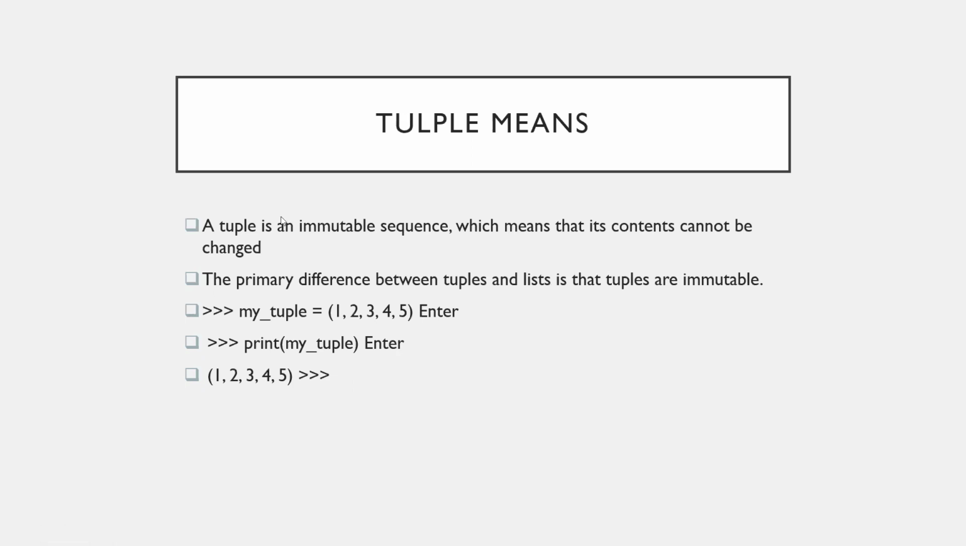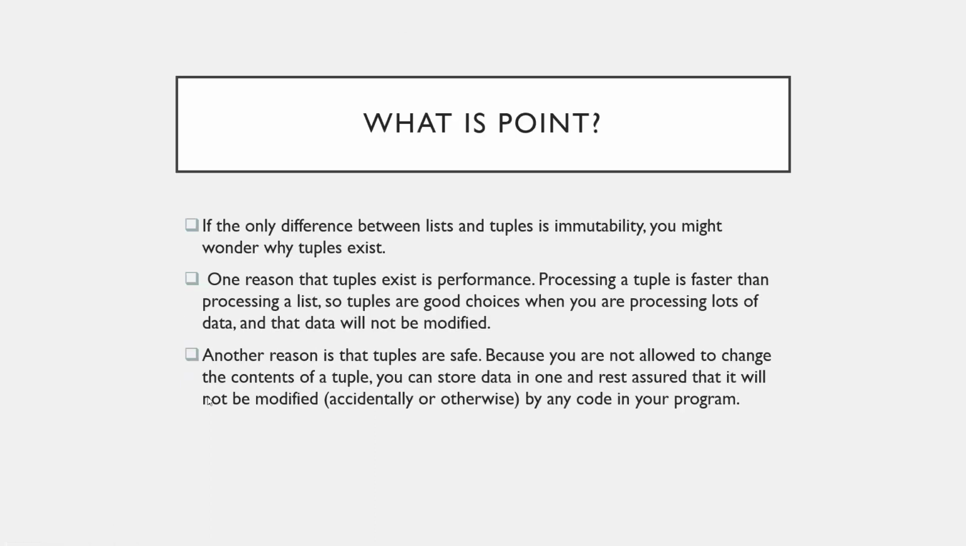Here, a tuple is an immutable sequence, which means that its contents cannot be changed. So as I said, a tuple is an immutable, ordered collection of items. We can't change the values. Once we enter 1, 2, 3, 4, 5, that value is final. We can't make any changes to this. As I said, we have the list and tuples. A list is the same as a tuple, but the only major difference is that a list is mutable and a tuple is immutable.